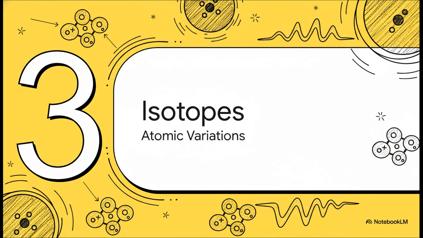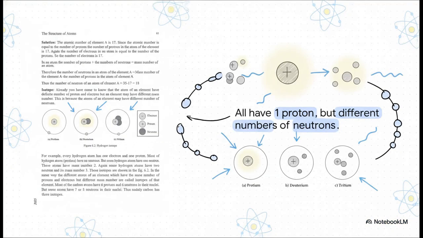And this idea of neutrons brings us to something really cool, isotopes. You can think of them as, like, different flavors or siblings of the same element. This picture of hydrogen's isotopes shows it perfectly. Look, all three of these guys have one proton. That's what makes them hydrogen, right? But check out the neutron count. The first one has 0 neutrons, the next one has 1, and the third has 2. So they're all hydrogen, but they have different weights. They're heavier or lighter versions of each other.